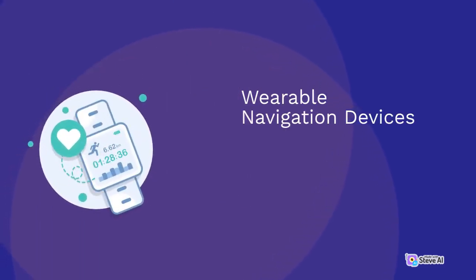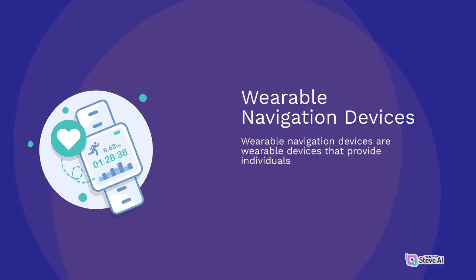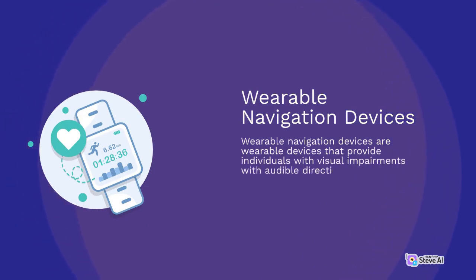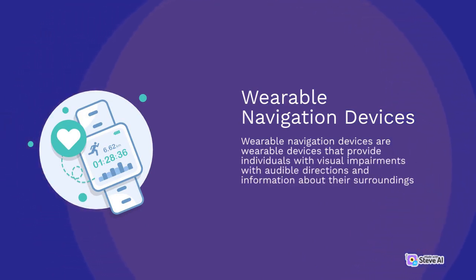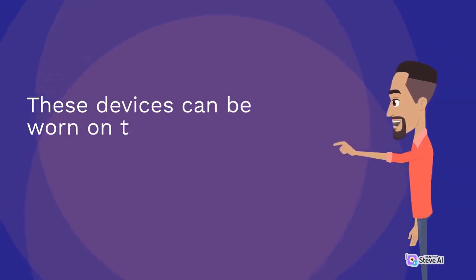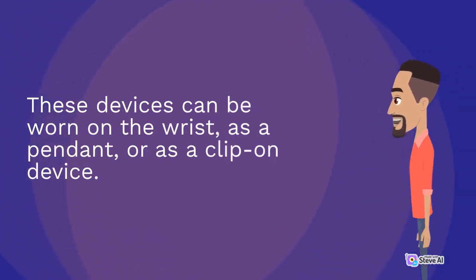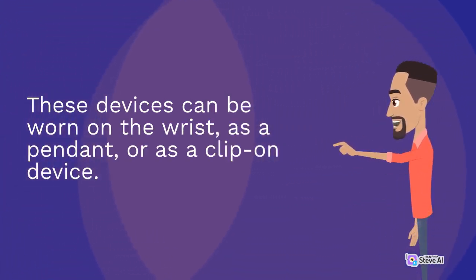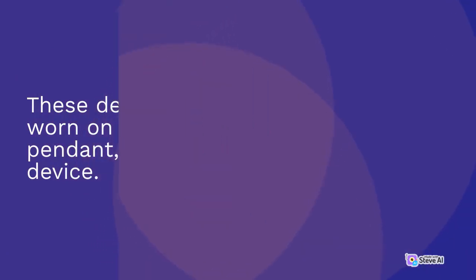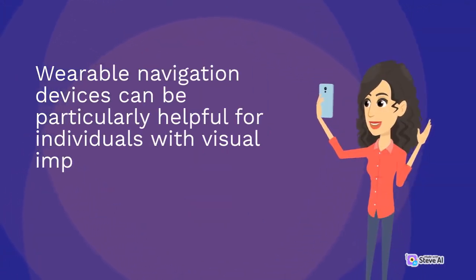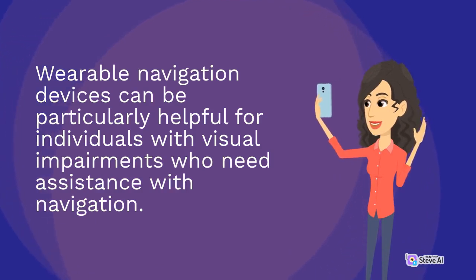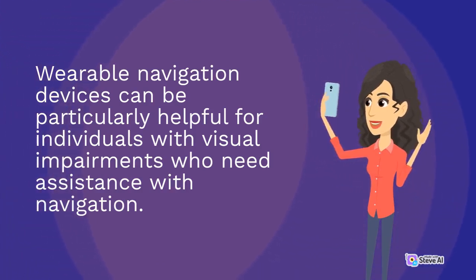Wearable navigation devices. Wearable navigation devices are wearable devices that provide individuals with visual impairments with audible directions and information about their surroundings. These devices can be worn on the wrist, as a pendant, or as a clip-on device. Wearable navigation devices can be particularly helpful for individuals with visual impairments who need assistance with navigation.